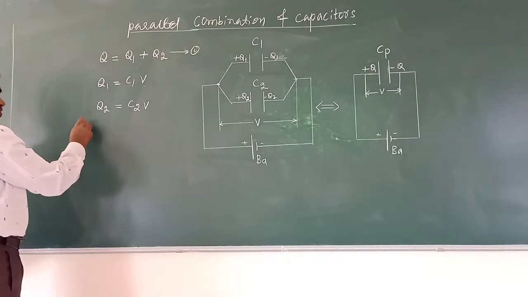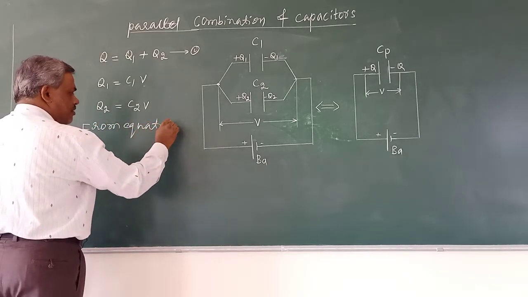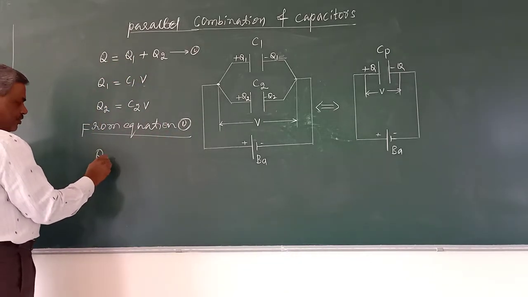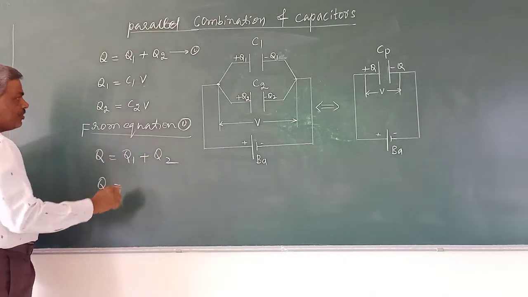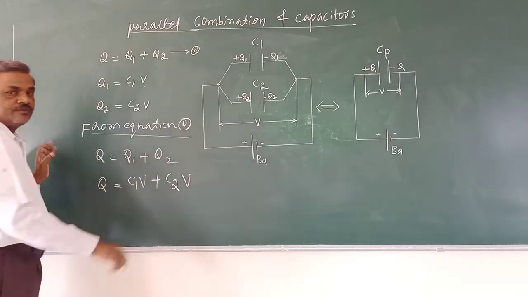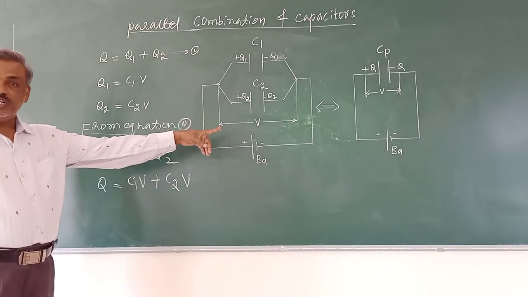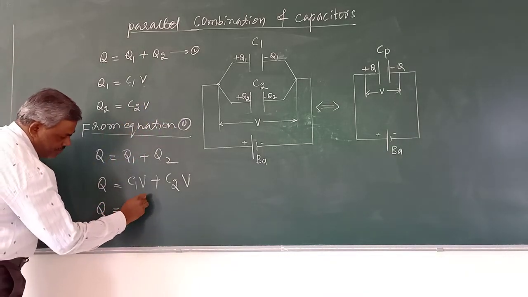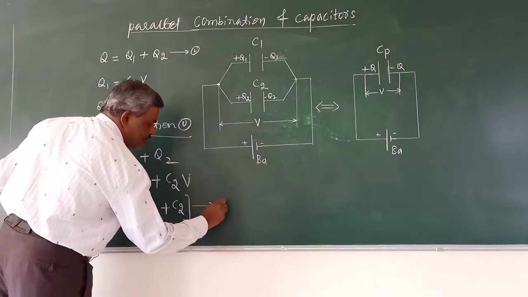So from equation 1, now substituting for Q1 and Q2 value. So Q equal to Q1 plus Q2, so Q equal to C1V plus C2V. Now here V is a voltage. In parallel combination, potential or voltage across each capacitor is same. So Q equal to, we take common, V into C1 plus C2. This is equation number 2.